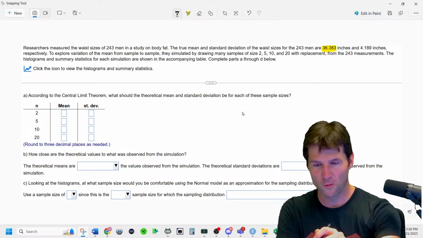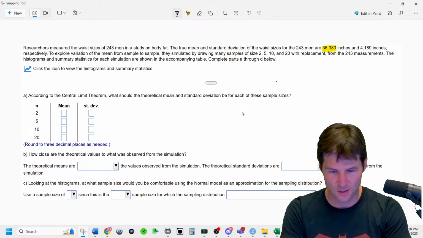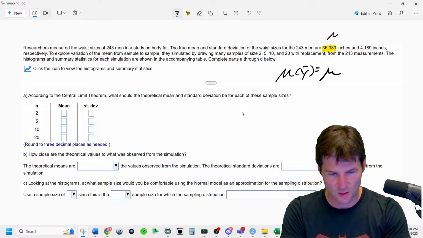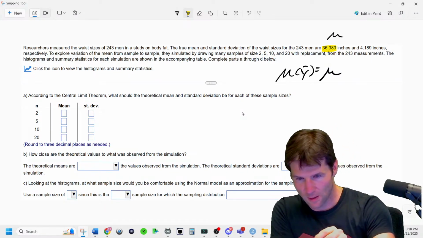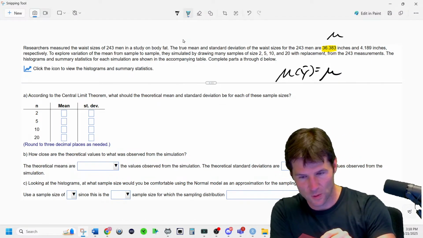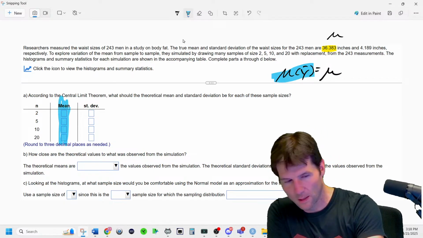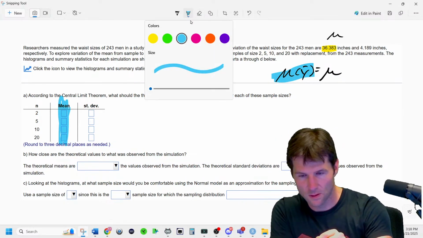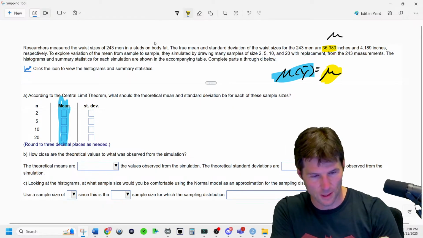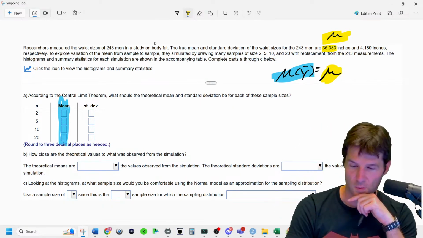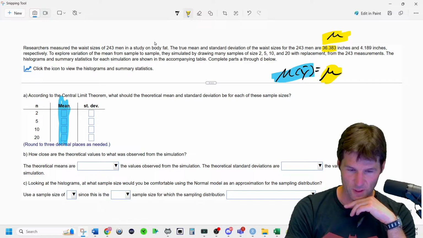This is kind of a review, but it goes into this chapter a little bit. It's mu y bar equals mu. And so since this is mu, it's asking about what do we expect this quantity here to be? And the answer is simply this quantity, which is this quantity. So the answer for all of those is 36.383.